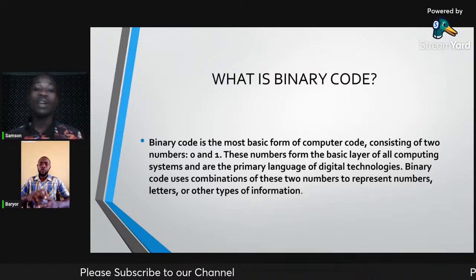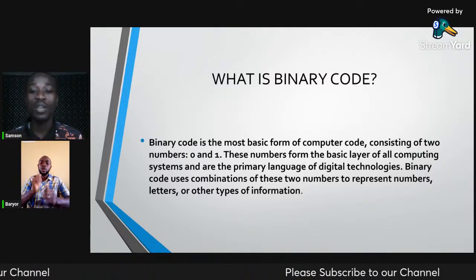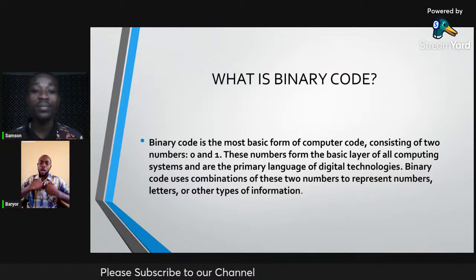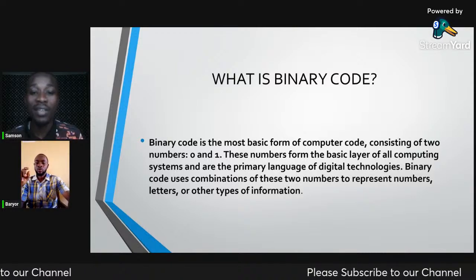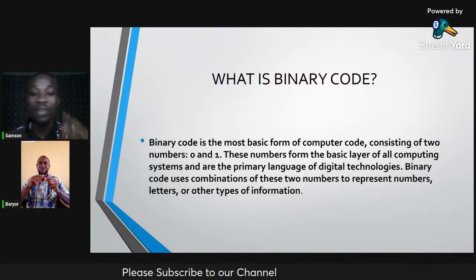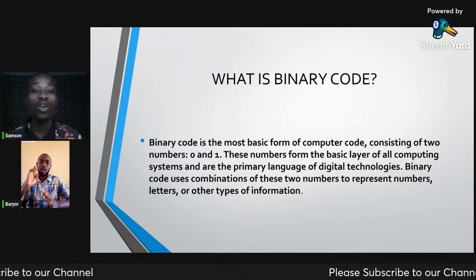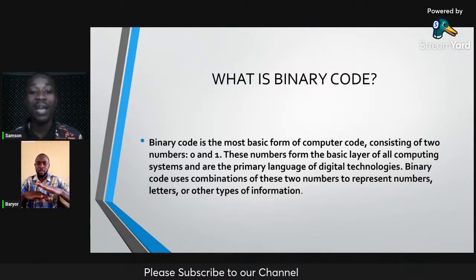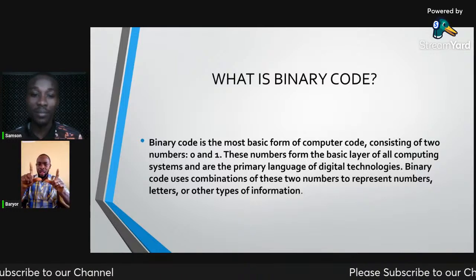So what is binary code? Binary code is the most basic form of computer code consisting of two numbers, 0 and 1. These numbers form the basic layer of all computing systems. All computing systems include our phones, all our gadgets, every electronic device that we have. Yes, those are all computing systems. So these numbers form the basic layer of all computing systems and are the primary language of digital technologies.